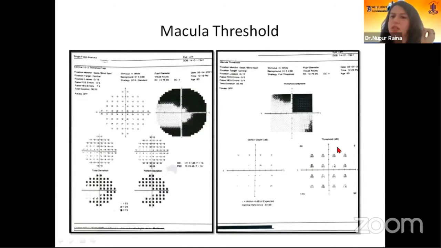When you see split fixation on a stimulus 3 test, repeat the test with a stimulus size 5. Why is this important? To explain the prognosis to the patient, or before surgery to prognosticate for your own self.